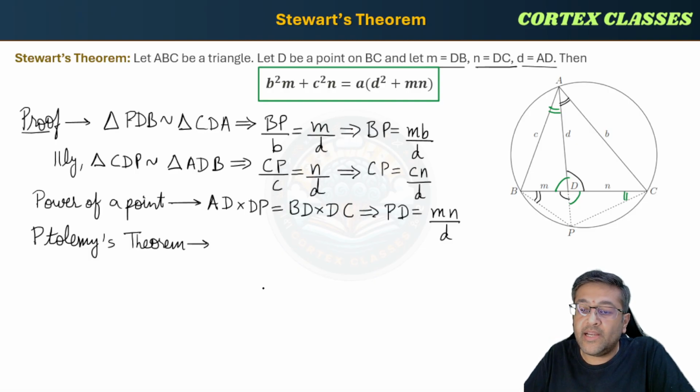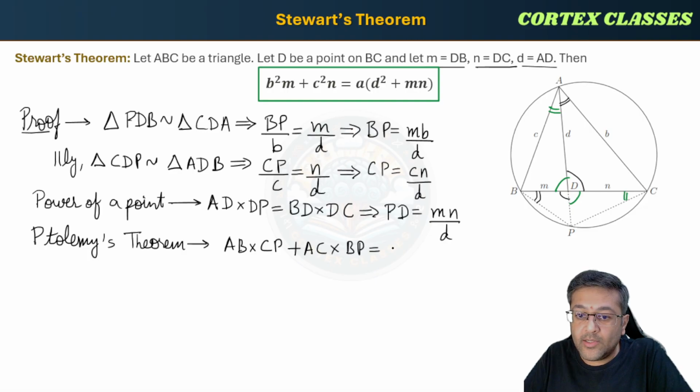Now what does Ptolemy's theorem state? That for a cyclic quadrilateral, the sum of the products of the opposite sides is equal to the product of the diagonals. That is Ptolemy's theorem. I'll write here: AB into CP plus AC into BP will be equal to AP into BC. The product of the diagonals is equal to this, right?